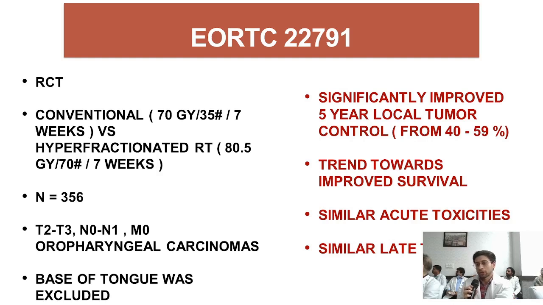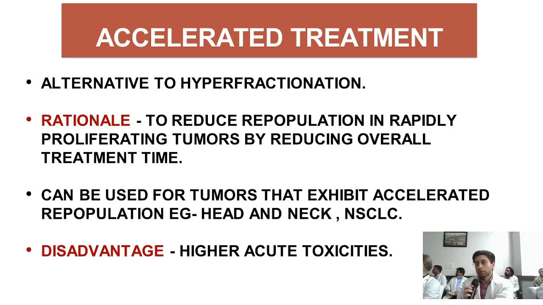In this particular trial, there were similar acute and late toxicities, but in a lot of other trials we have seen an increase in acute toxicities. The main problem with the conventional and the hyperfractionated regimen is that they have a time period of 5 to 7 weeks, and we have studied that accelerated repopulation kicks in just after 4 weeks of the radiotherapy regimen. So to combat that, they introduced another regimen, which is accelerated treatment. What they're doing here is reducing the repopulation of rapidly proliferating tumors by reducing the overall treatment time.